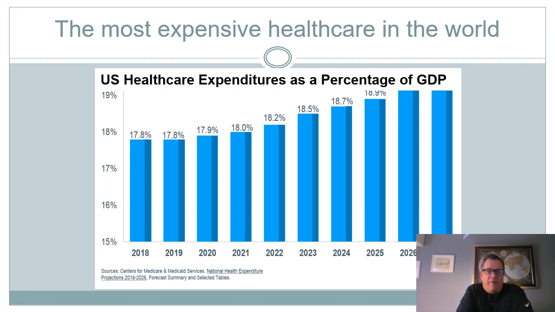So the United States has the most expensive healthcare system in the world. And when you look at this chart in terms of our expenditures as a percentage of GDP, what you can see is that our expenses as a percentage of GDP are rising close to 20%. That is a massive number. It is much, much higher than any other country in the world and will, in the long term, put us at a real disadvantage compared to every other country in the world, because for every dollar that we spend in our economy, about 20 cents of that dollar is going to go to healthcare.